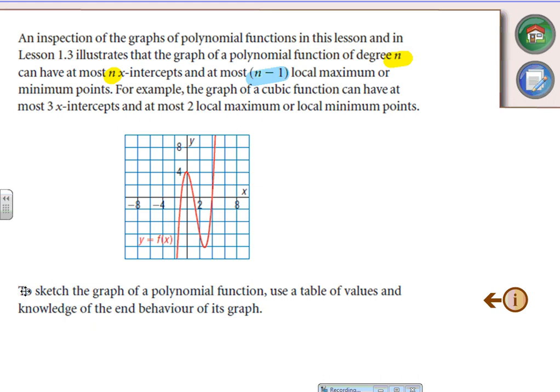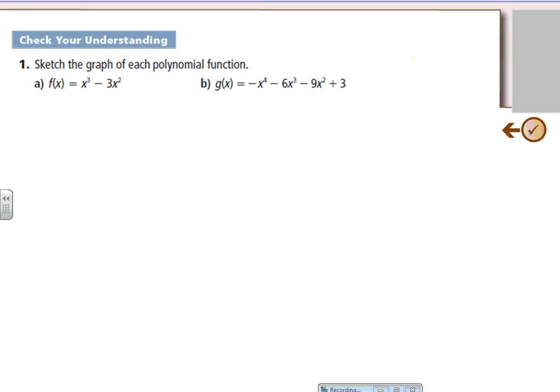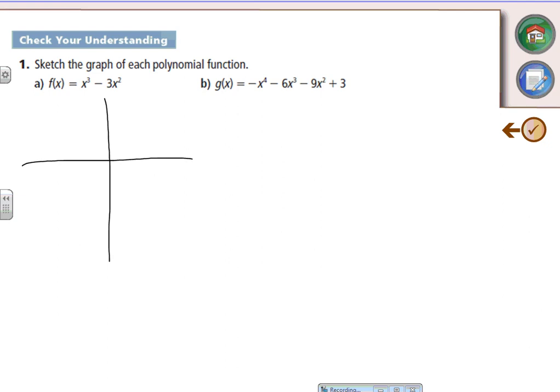To sketch the graph of polynomial functions, you can use a table of values and your knowledge of the end behavior. We'll also give you a bit of information to be able to sketch it quicker without having to do a full table of values. So we're going to sketch the graph of each polynomial function here. All right. Well, a table of values is a way we'll start with it, just like they show.